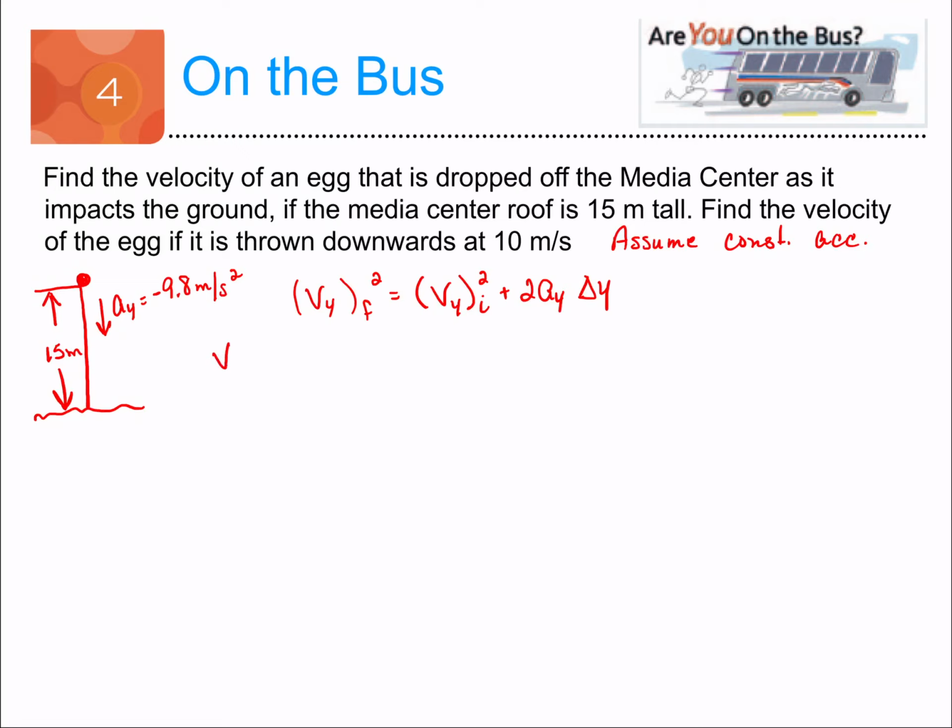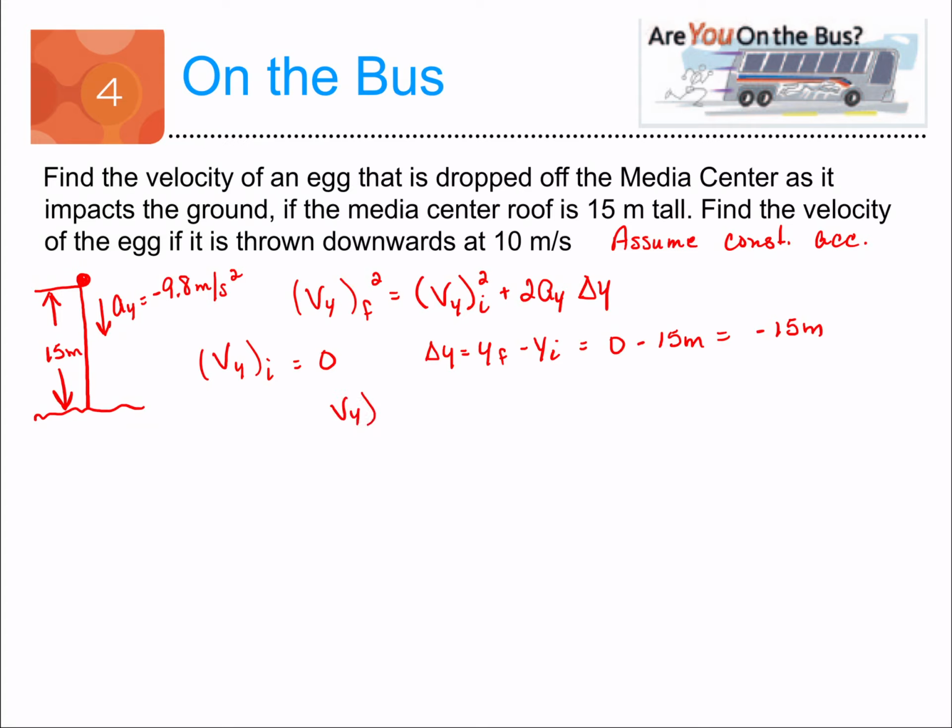So we know that our Vy initial is 0. Okay? And we can calculate delta y by saying, remember, delta y is going to be y final minus y initial. So finally that egg lands on the ground, which is 0. It started at 15 meters, so delta y is going to be negative 15 meters. So let's fill in the blanks.